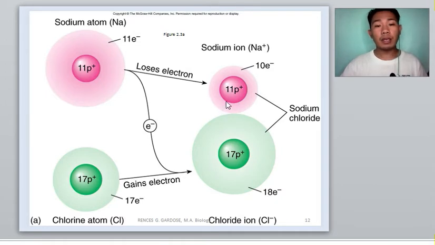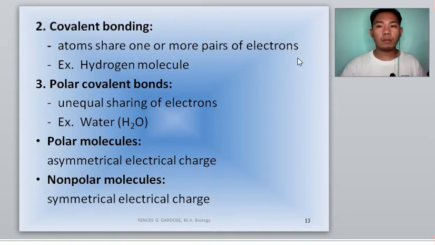This illustration depicts the reaction of the sodium atom and a chlorine atom. During the reaction of sodium and the chlorine atom, the sodium atom loses an electron and the chlorine atom gains an electron. Another type of bonding is covalent bonding. Covalent bonding occurs when an atom shares one or more pairs of its electrons. An example is the hydrogen molecule.